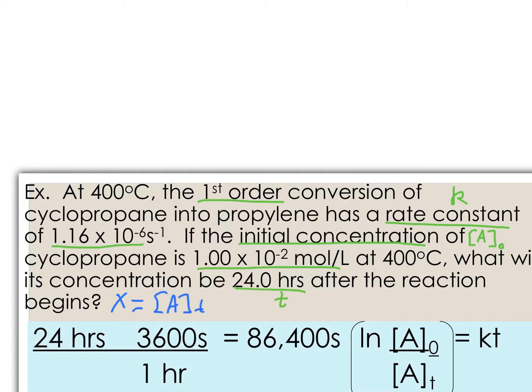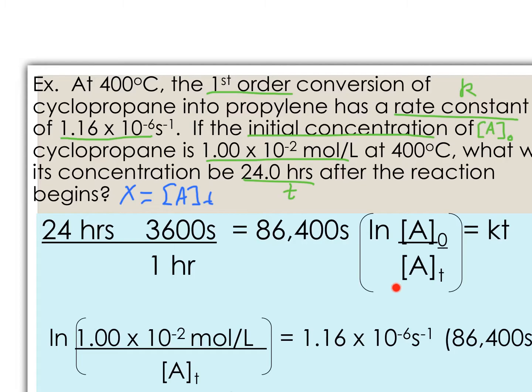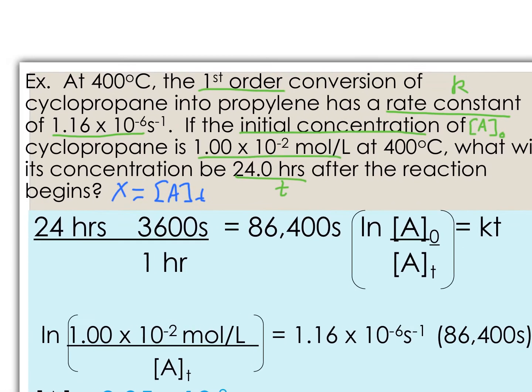So I plug in each one of my units. So I have ln of the whole thing. My initial concentration I got here, I plugged it in, equals my k, got from up there, and my t, I had to change it into seconds. The reason I had to change it into seconds is because now these two units cancel. So all I will have left is the unit of molarity, which my answer is supposed to be in molarity. So that's right.